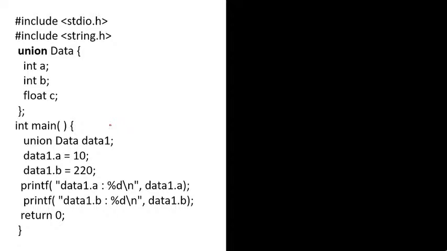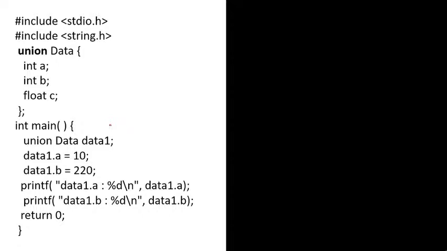Data1 dot a is 10. So I've assigned a value for a, that is 10. Then data1 dot b is 20. Now assigning a different value to b. So what happens? The previous value gets deleted because only 4 bytes of data is available. Right. Next, what is happening?